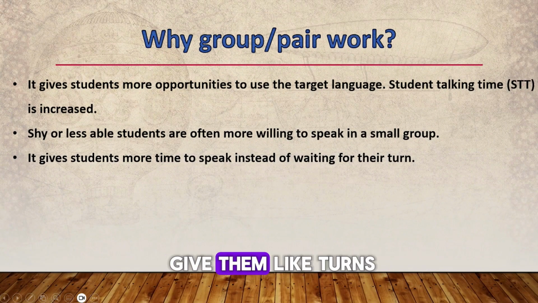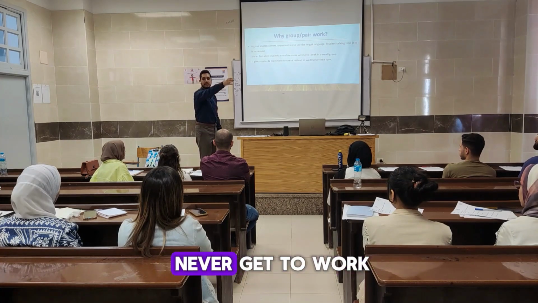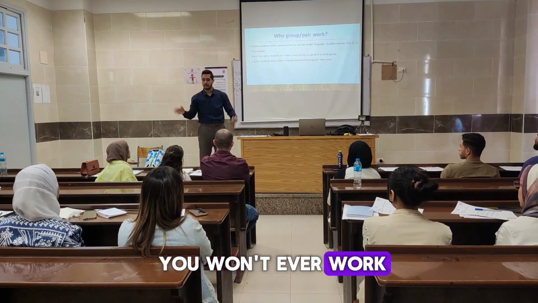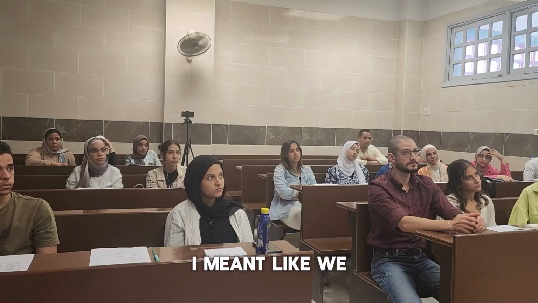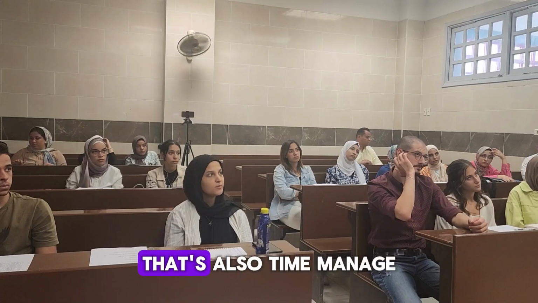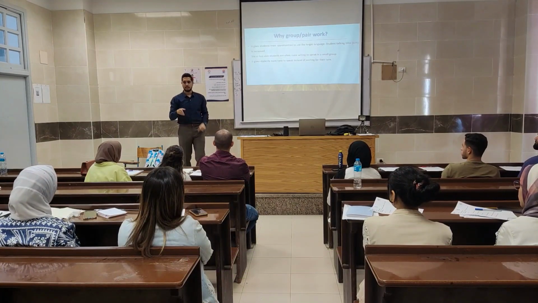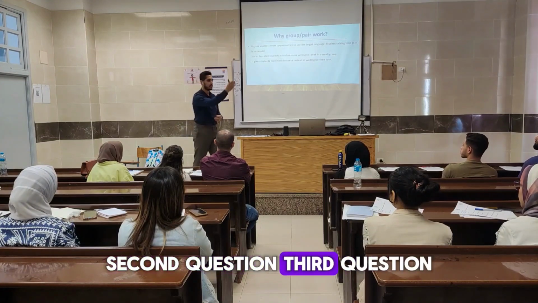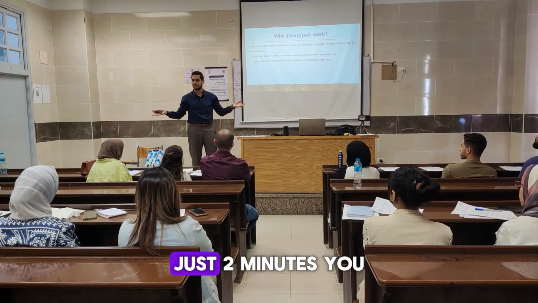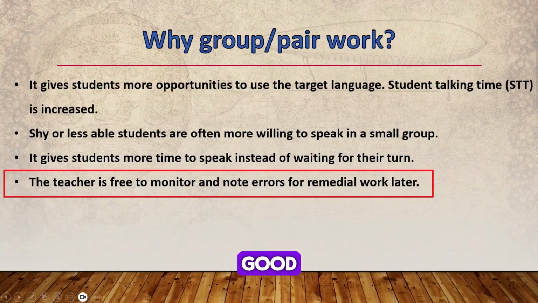If we always work one by one, maybe I have 70 students, so this student will never get to work in his turn, right? Pair them. One student is always giving me the answer. Thank you. It saves time. Instead of, okay, you answer the first question, second question, third question, fourth question, say: guys, discuss all the questions together. See? Just 2 minutes. You wasted a lot of time asking them one by one. Good.